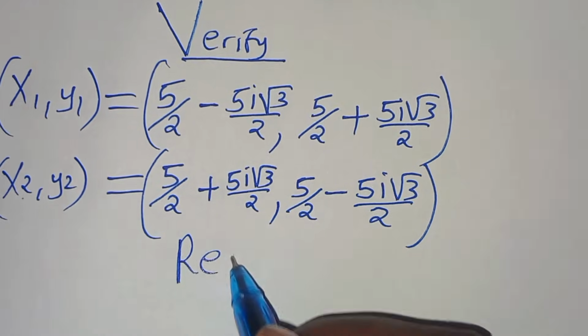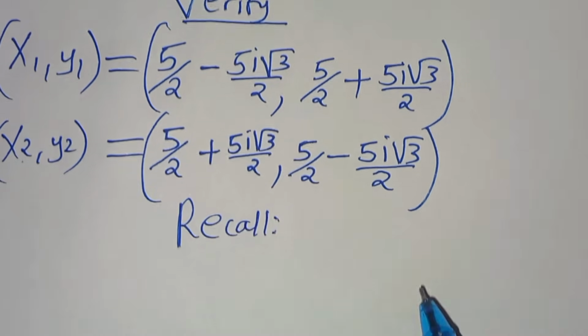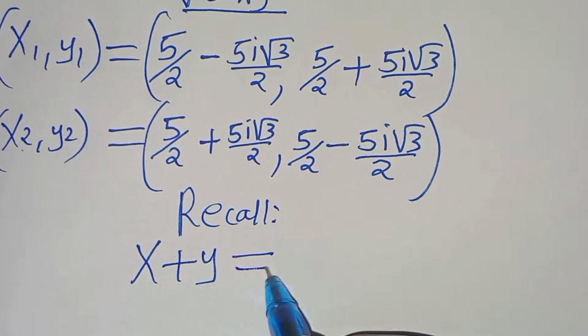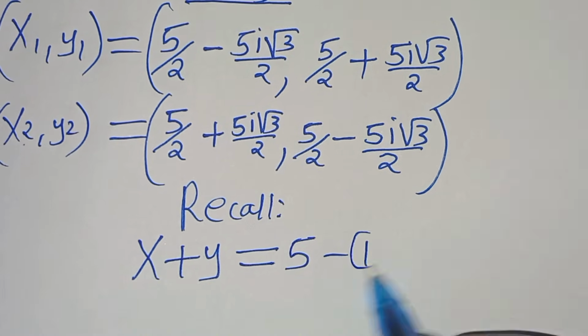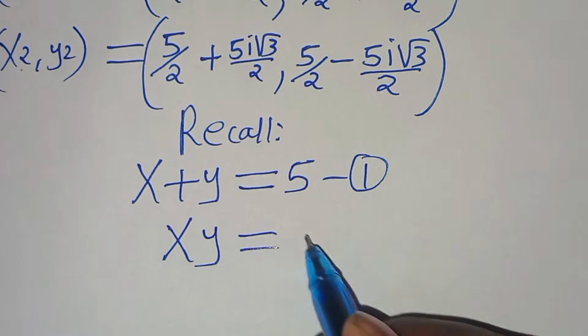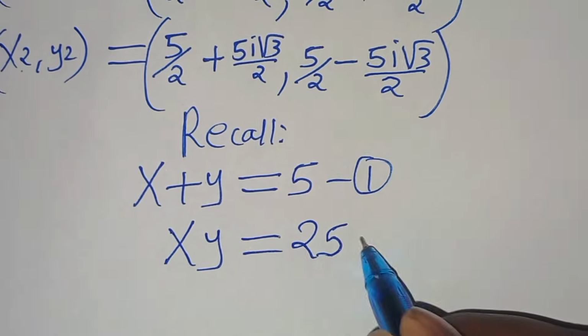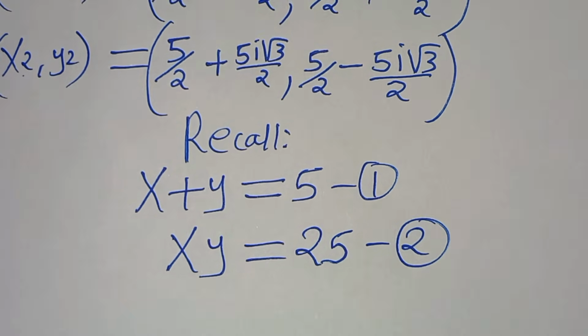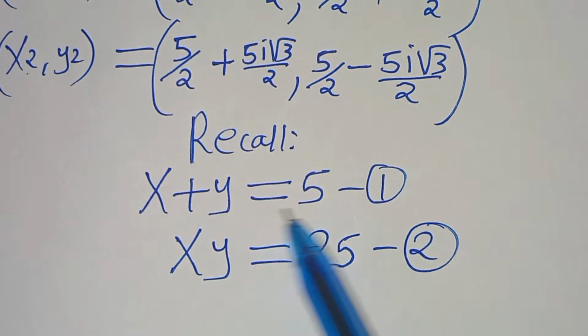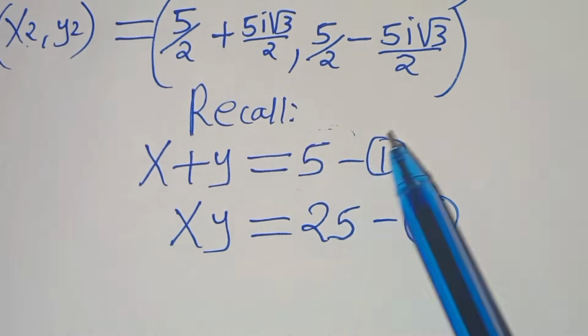Now if you recall, we have that x plus y is equal to 5, this is equation 1, and x multiplied by y should give us a value of 25, and this is equation 2. So let's substitute x and y, x1 and y1 in this case. Let's see if we have a value of 5.